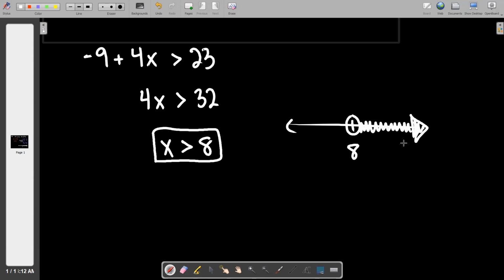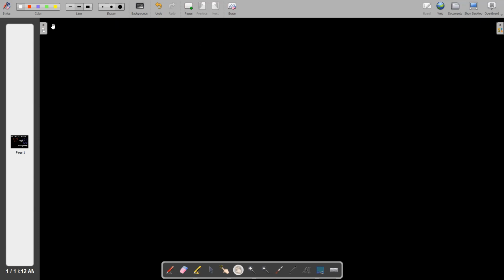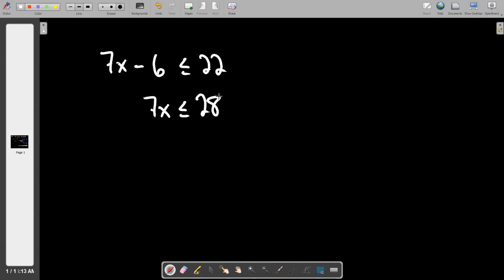Any questions on that? Okay, next one. Let's do 7x minus 6 is less than or equal to 22. What do we do first? Add 6 to both sides, and we drop the 7x, and we drop the is less than or equal to. And what is 22 plus 6? 28. What's our last step? Divide by 7, and we get x is less than or equal to 4.